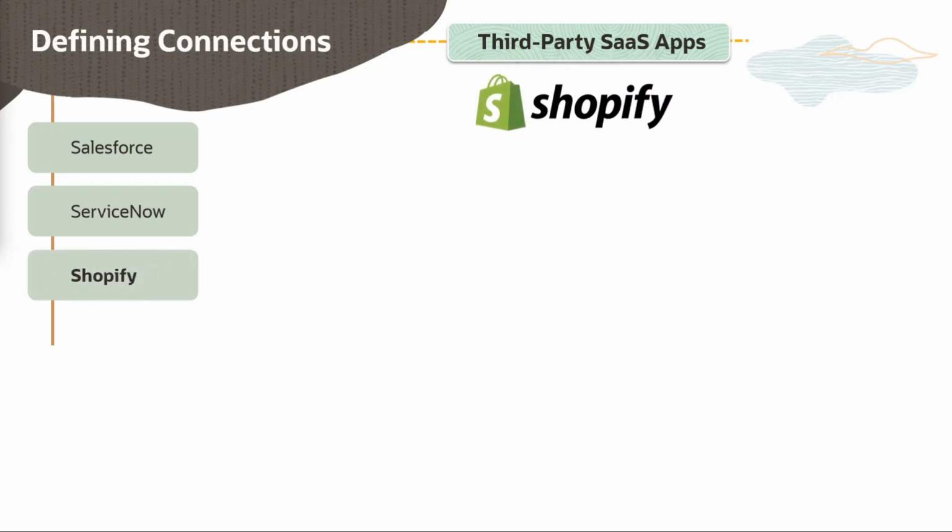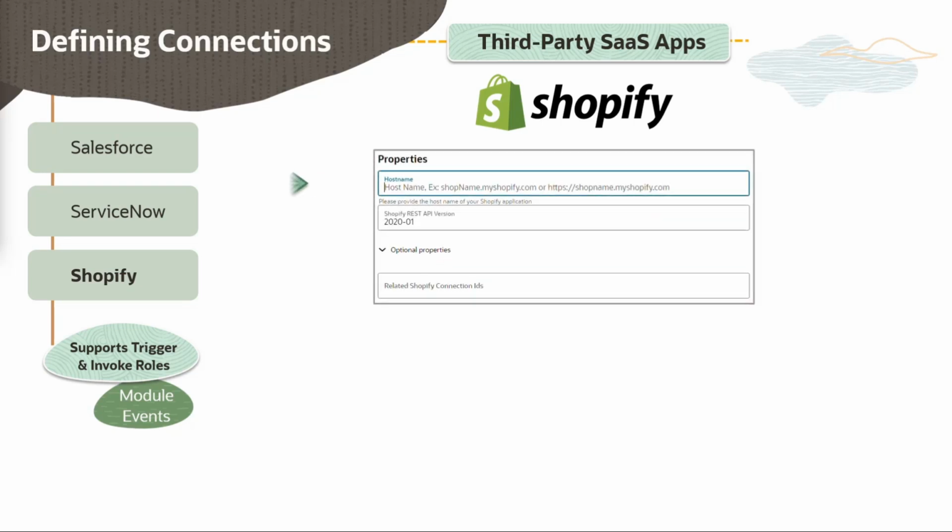The next example is the cloud-based e-commerce application known as Shopify. In addition to invoke role use cases, this adapter also supports trigger role connections so integrations can perform various types of actions against events received from certain Shopify modules. The connection properties include the Shopify hostname, the appropriate Shopify API version, and under optional properties, you can add a comma-separated list of related Shopify connection IDs, which is actually required for trigger role connections so that a single integration can connect to any number of Shopify stores.